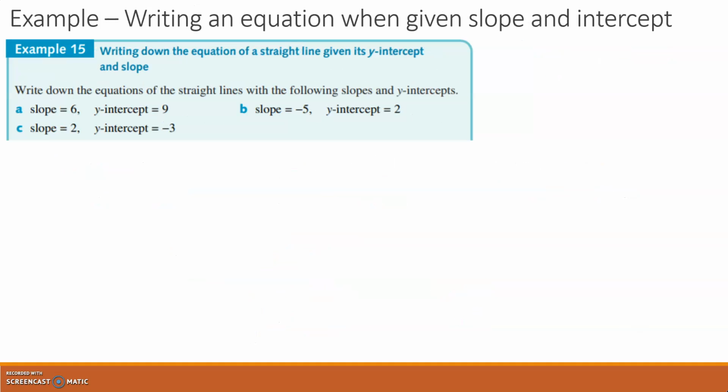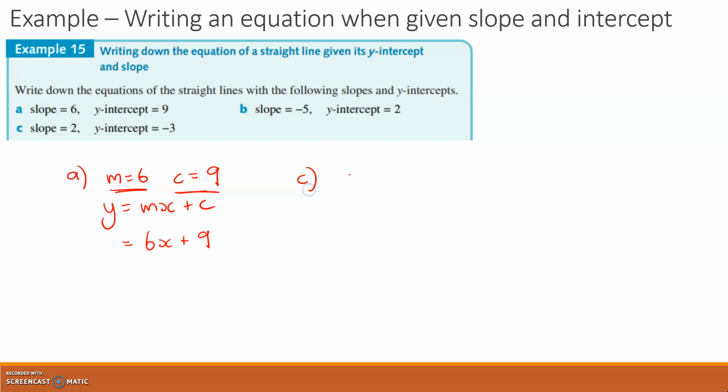Now here I'm writing an equation when given the slope and the intercept. So now I'll just do a and c. So slope is equal to 6, so m equals 6, and y-intercept is 9, so c equals 9. All right, I just need to remind myself it's y equals mx plus c. So now let's just substitute those two values in. So that means y is equal to 6x plus 9. I replace my m with 6 and my c with 9.